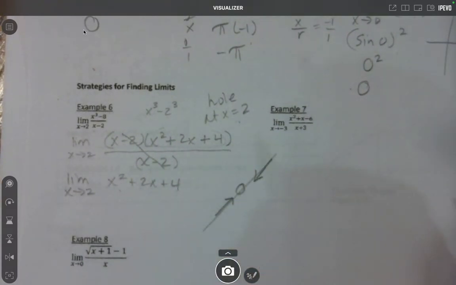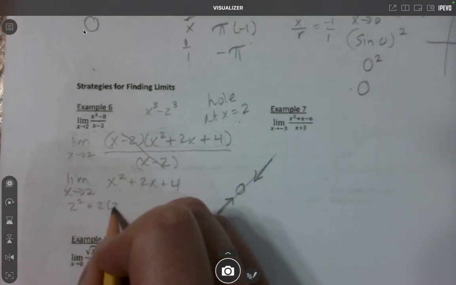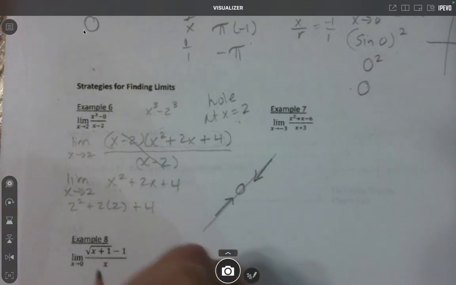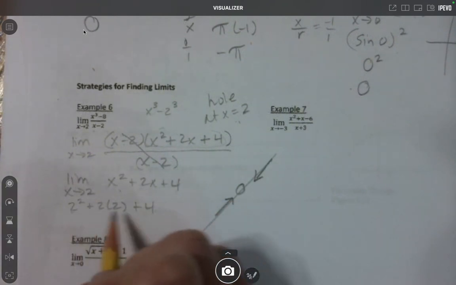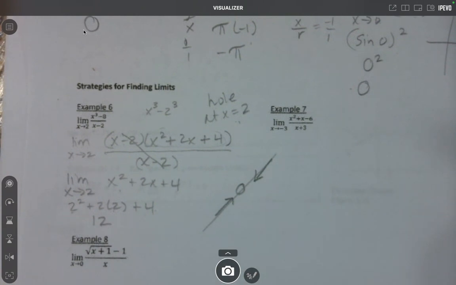But this is just kind of to get you thinking. So now we'll directly substitute 2 squared plus 2 times 2 plus 4. Let's see. This is 4, 4, 4, which is 12. So we've got our answer.